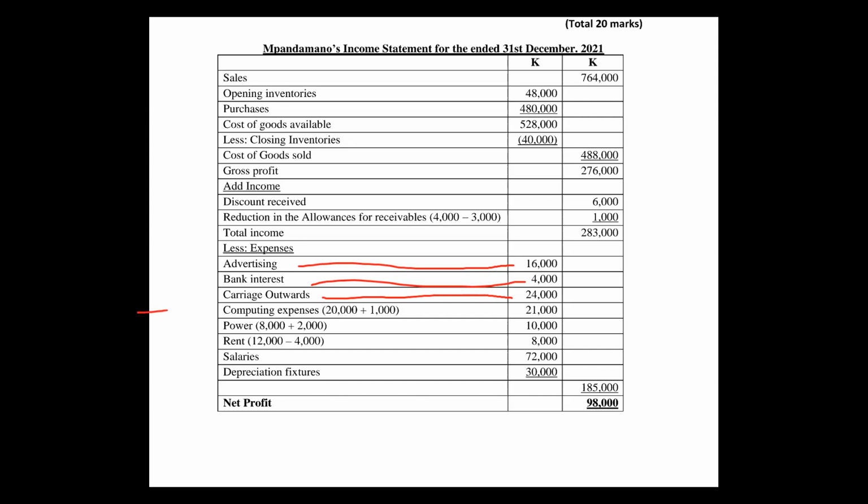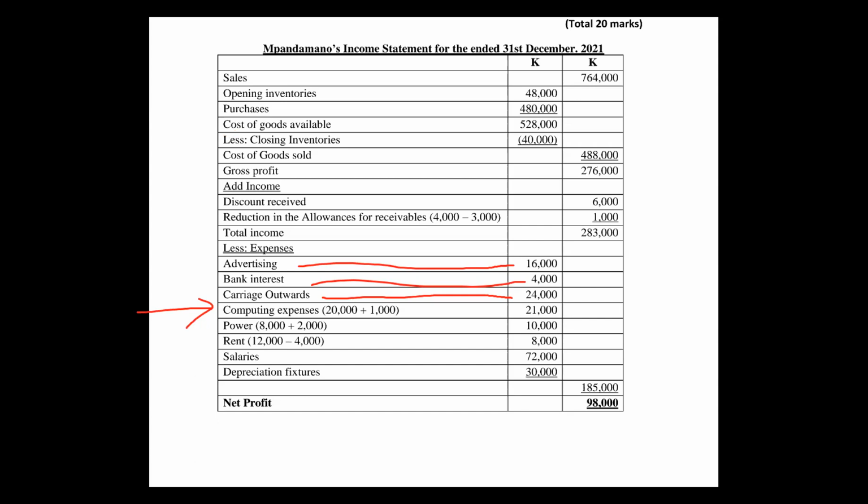Then now check computing expenses. We said computing expenses have adjustments, right? You add the accrual. Sir, you said carriage inward is what? Since carriage outward is an expense, inward, then it's what? Carriage inward is added here. It's not an expense. It's added here under the cost of goods. These are direct costs, they directly affect the goods.